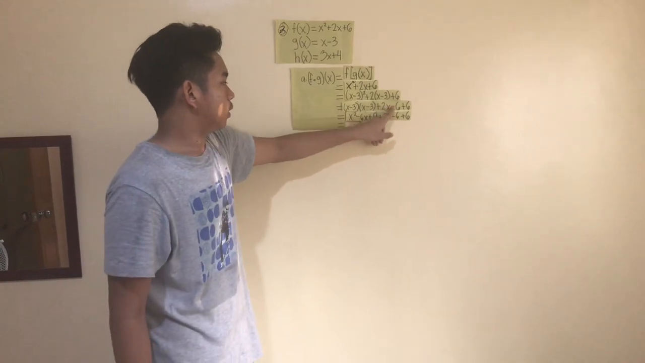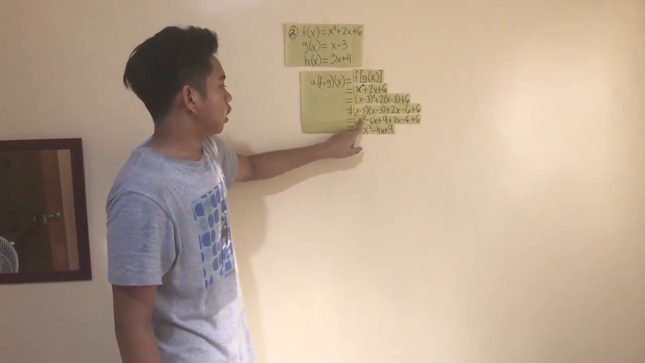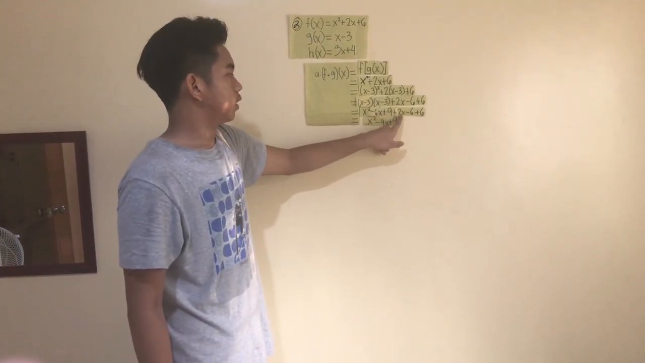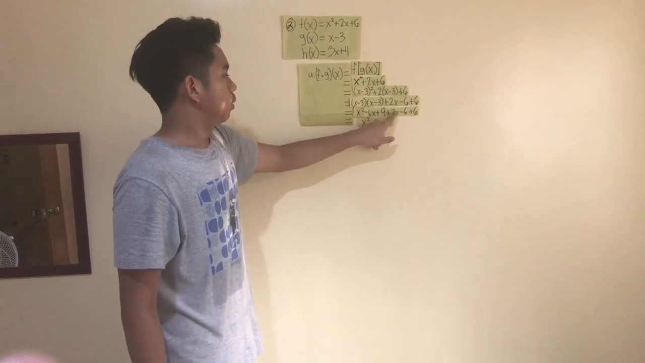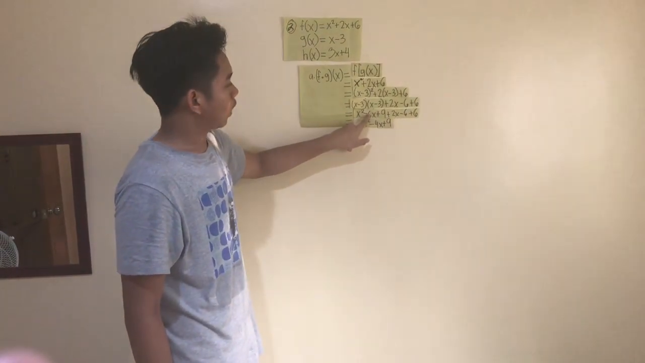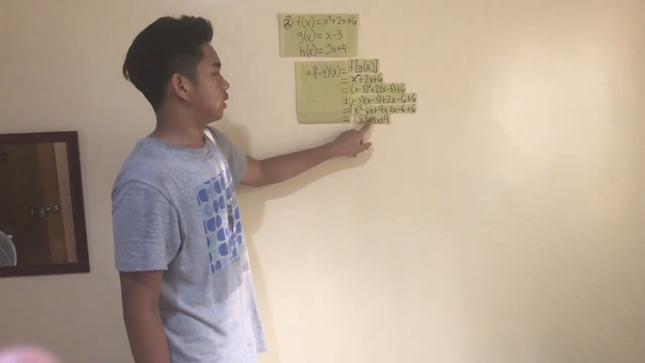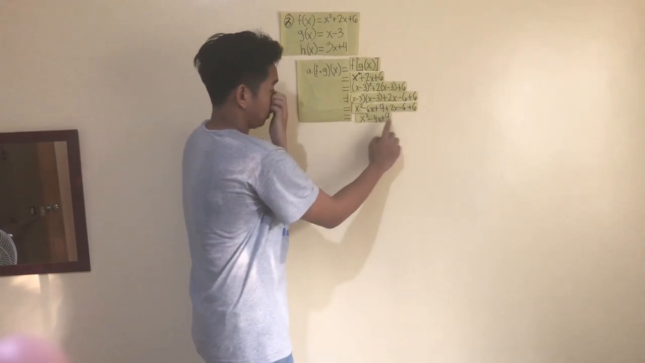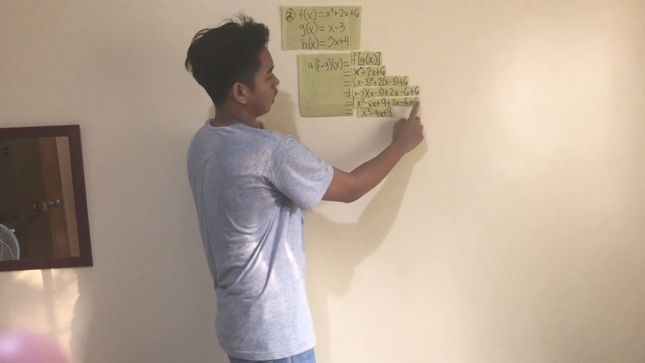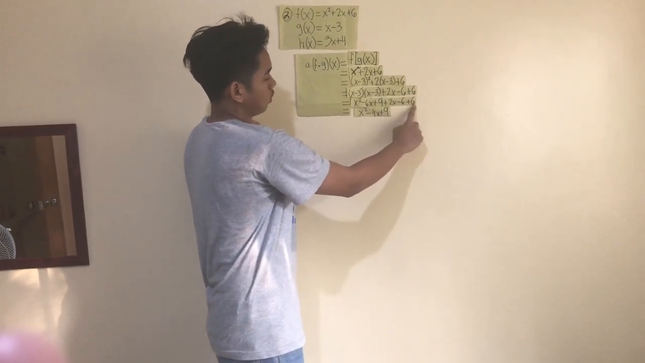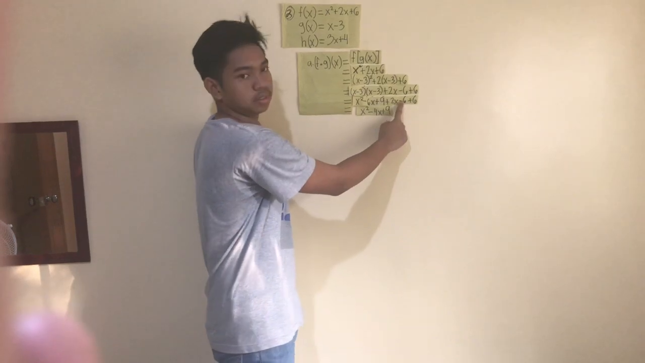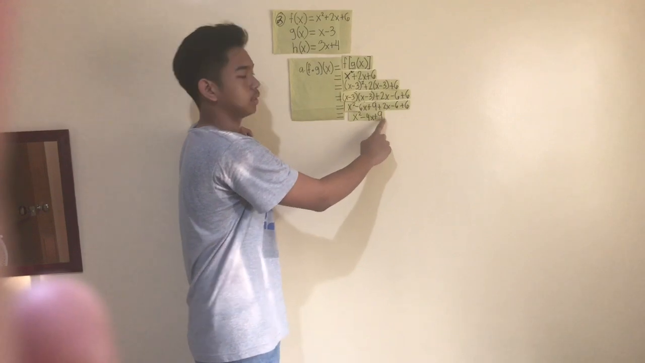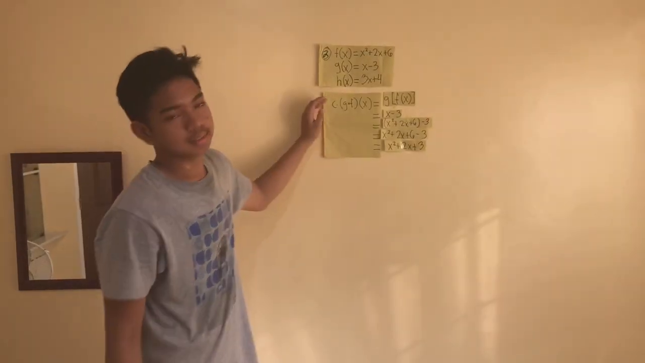And then bring down all of this. Then bring down x squared, and then negative 6x and positive 2x. You should add this up. So negative 6x plus 2x is negative 4x. And then all of this: 9, negative 6, and 6. You should combine all of that. So 9 minus 6 is 3, plus 6 is 9. So x squared minus 4x plus 9. That's the final answer. So this is the last example.